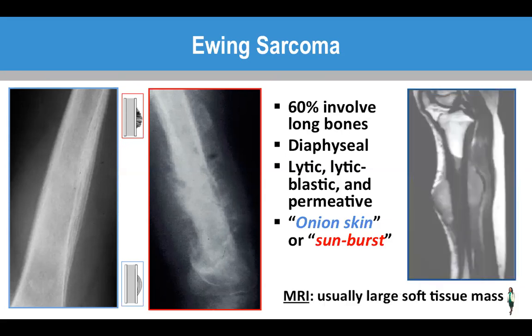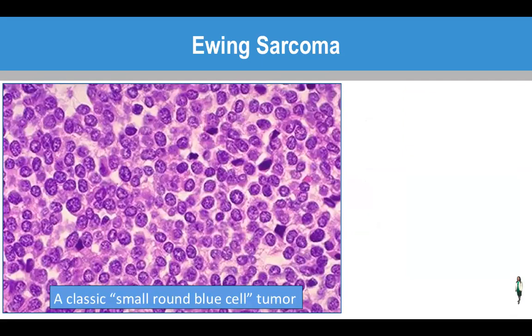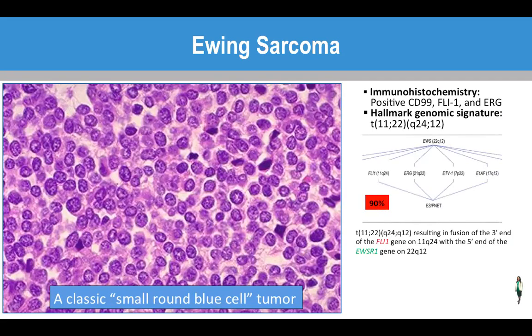So the second clue for Ewing sarcoma is that it typically has a very large soft tissue mass. And especially when they discovered the mass, it didn't really take long. It's already breaking the bone into the soft tissue. So a large soft tissue mass disproportionate to the duration of disease is a good indication for Ewing sarcoma. Ewing sarcoma histologically is a classic small blue round cell tumor. Characteristic immunohistochemistry includes CD99, FLI1, and ERG.